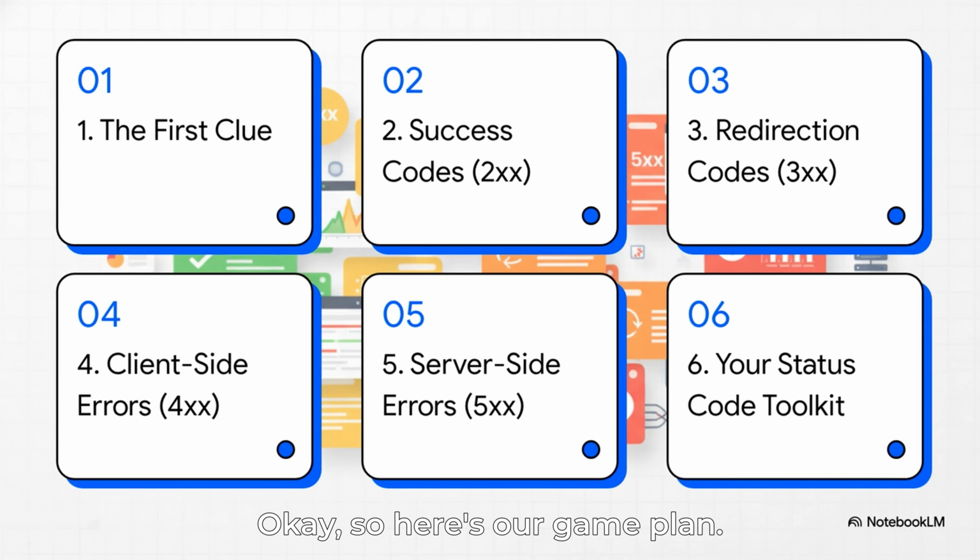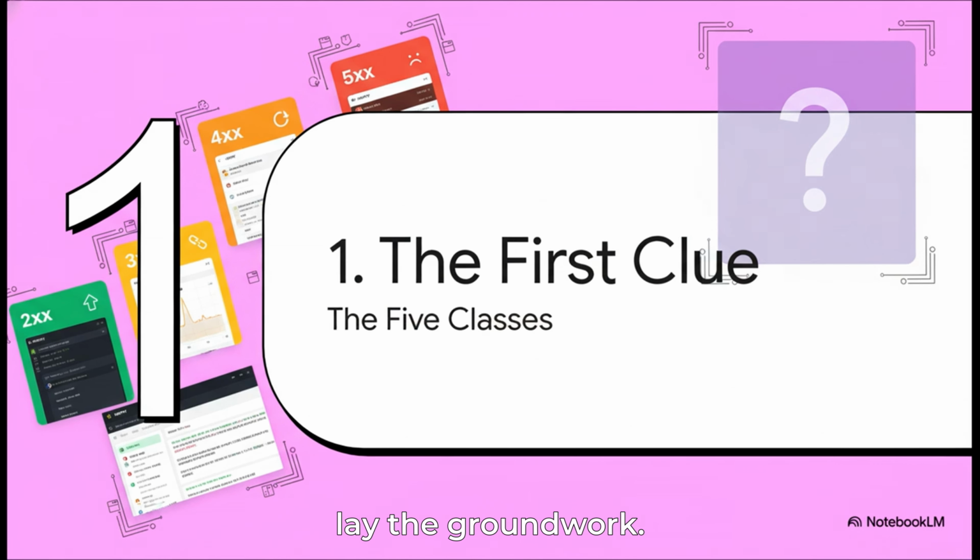Okay, so here's our game plan. We'll start with why these codes are your first clue. Then we'll look at the good stuff, the 2XX success codes, and the detours you'll see with 3XX redirects. After that, we're tackling the errors you deal with most, the 4XX client-side problems and the 5XX server-side messes. And we'll wrap it all up into a simple toolkit you can start using immediately. So first up, let's lay the groundwork.